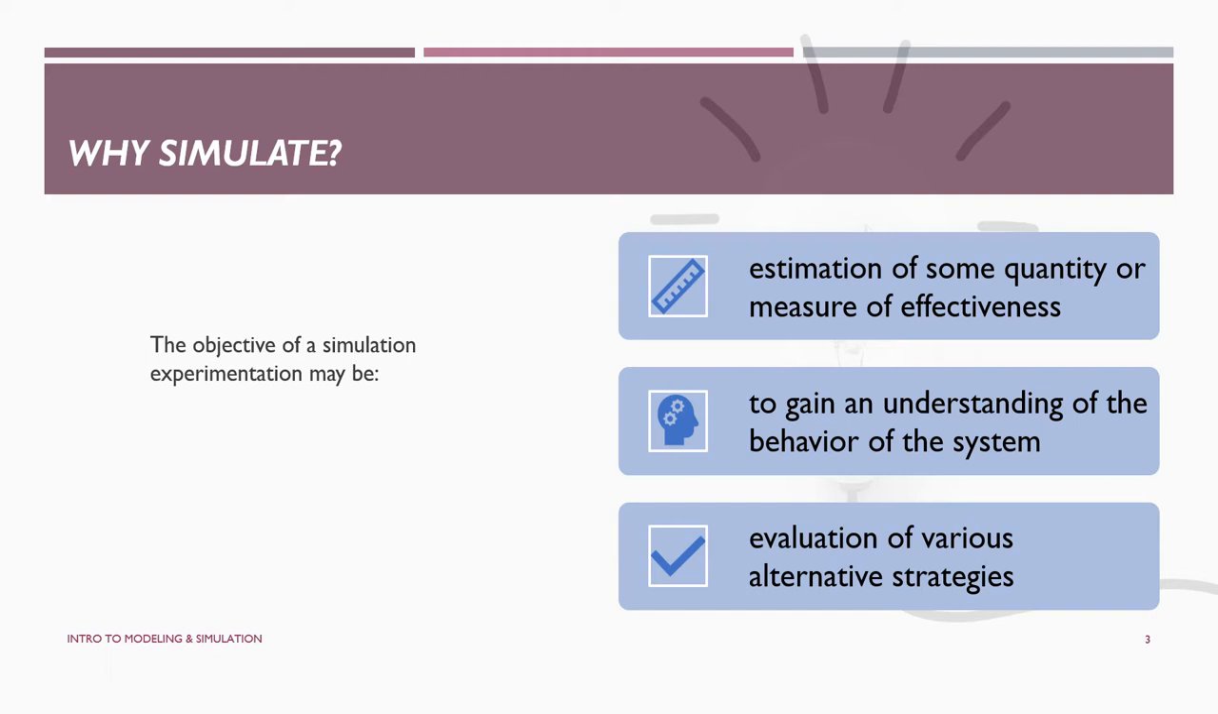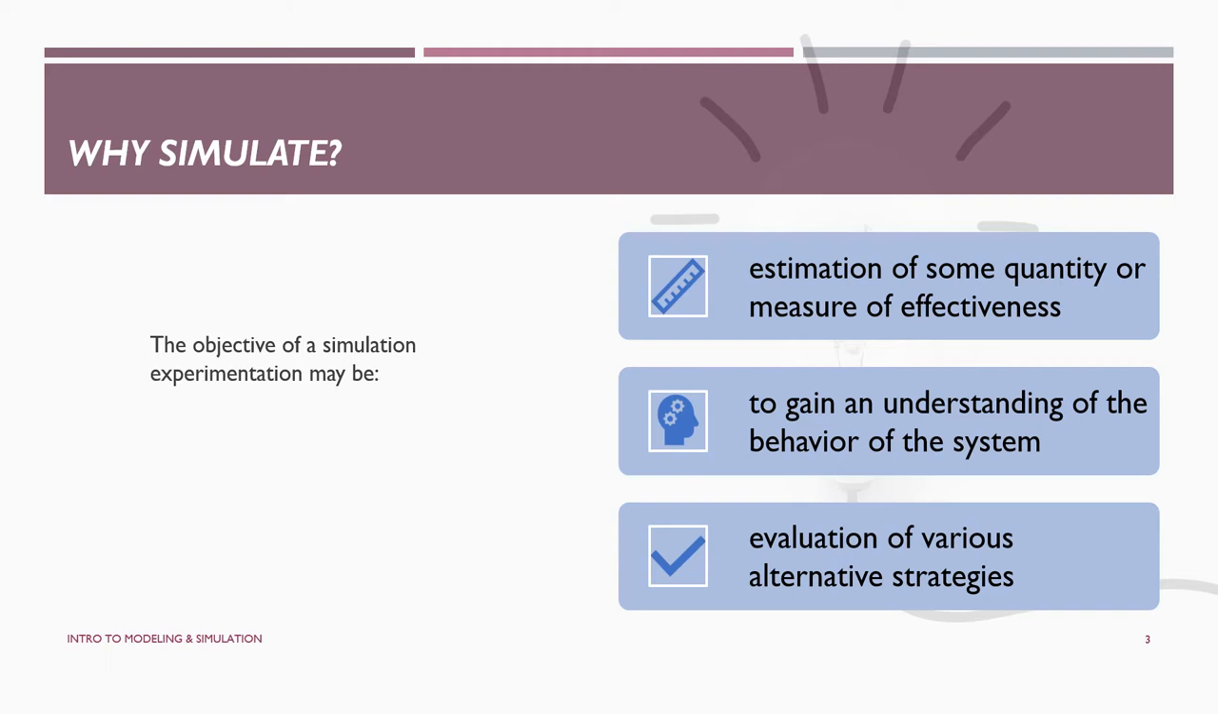We might simulate to understand the behavior of the system that we're studying. That's a different type of experiment. It's not really a statistical experiment. Sometimes what you're going to do is generate one long run and watch the system develop and watch it behave to see how the different parts of the system interact and how they produce the output. And sometimes in the process of doing that, you have to go back and redesign the simulation because something didn't look quite right.